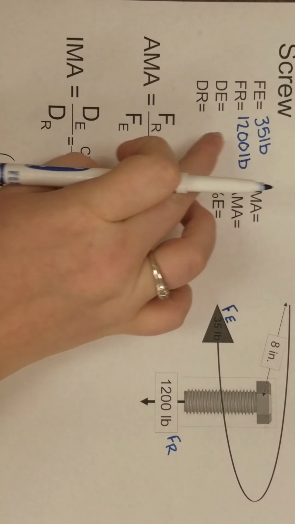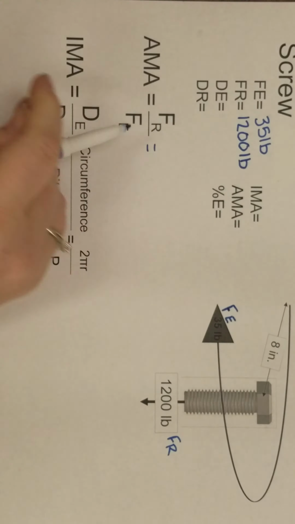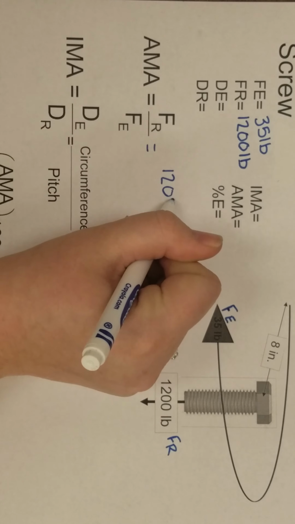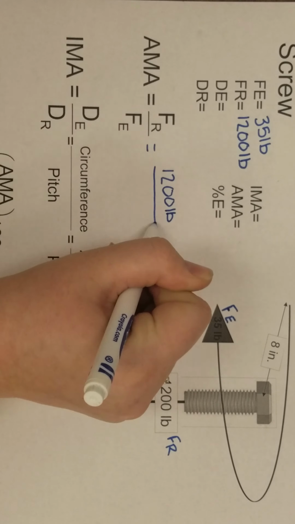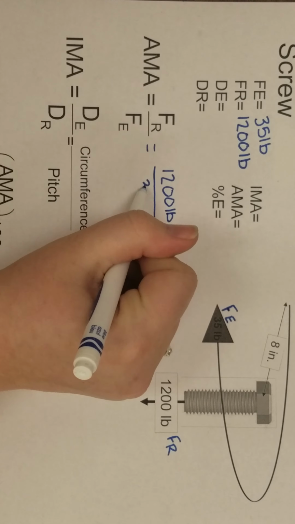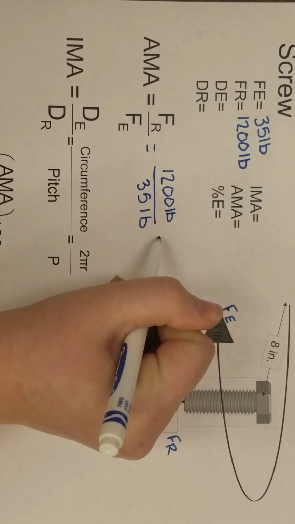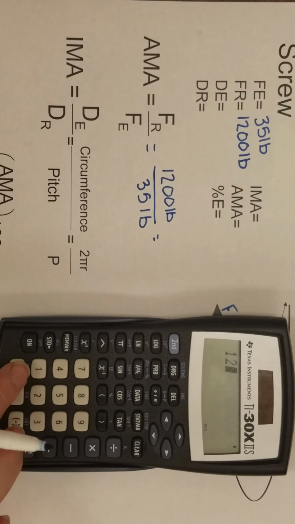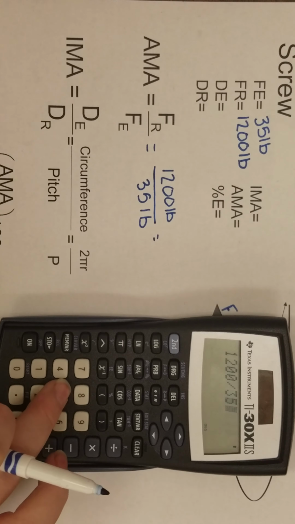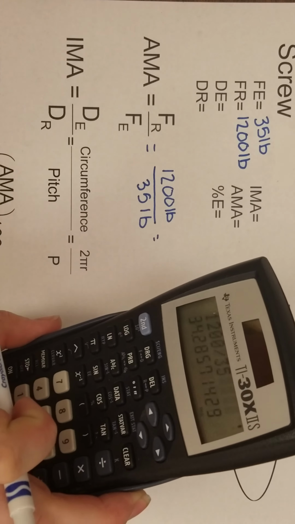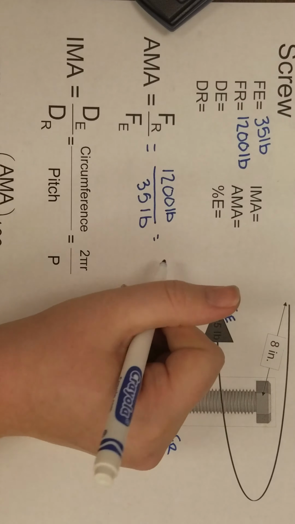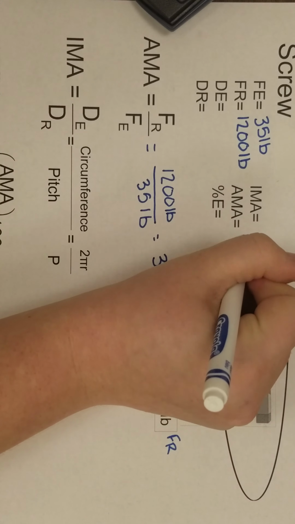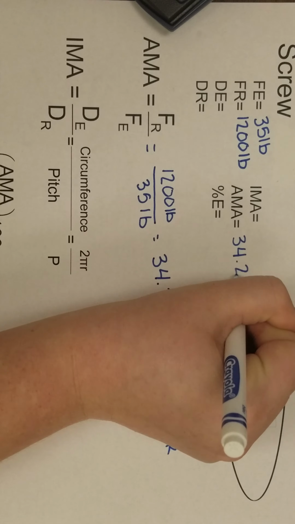I'm going to take this information and plug it into my equation I use to calculate AMA. So I've got my force of resistance, 1,200 pounds, divided by my force of effort, 35 pounds, and I'm going to divide. So the actual mechanical advantage is 1,200 divided by 35 equals 34.29. That's a really large mechanical advantage, but it is okay.